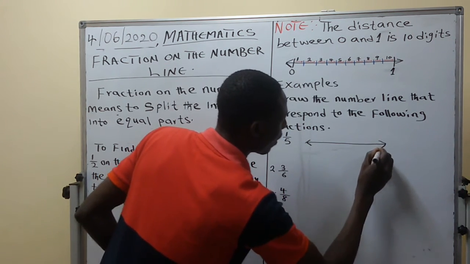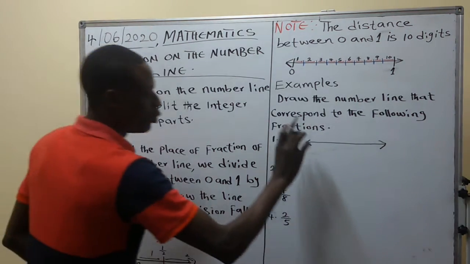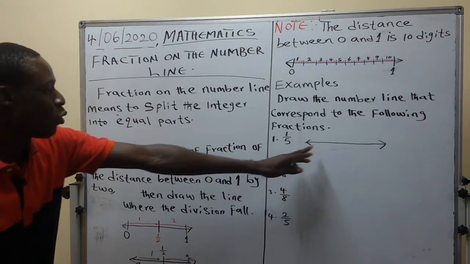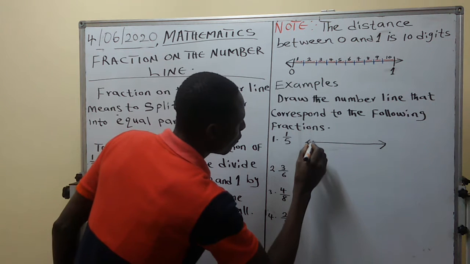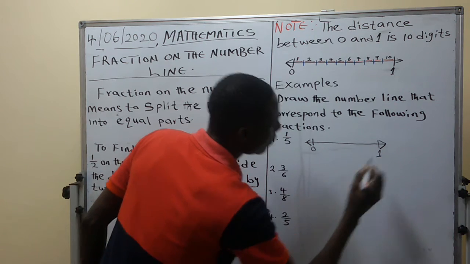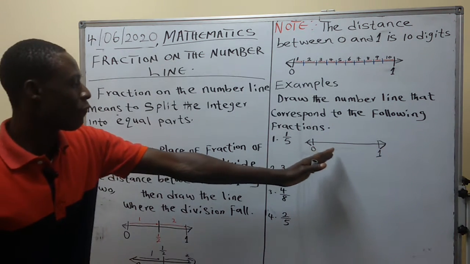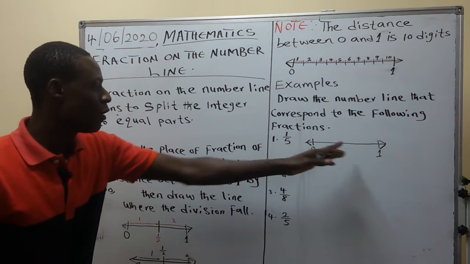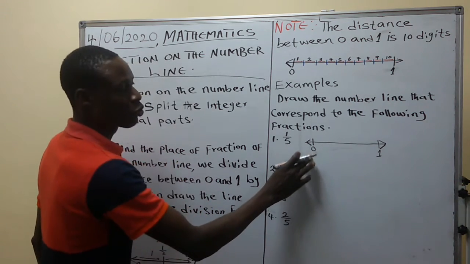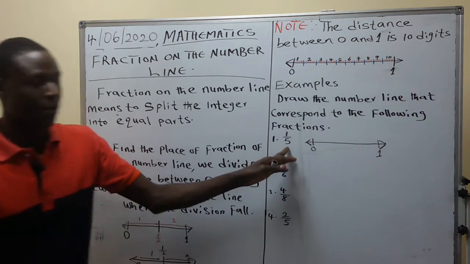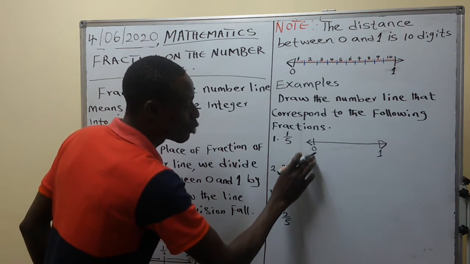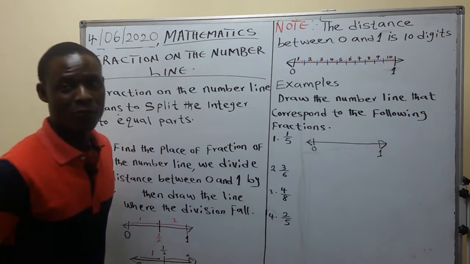Don't forget, you draw the line. But now you want to find the fractions of 1 over 5 on the number line. This point is 0. This point is 1. How can you find the number 1 over 5 on the number line? You have to divide the distance between 0 and 1 by 5.